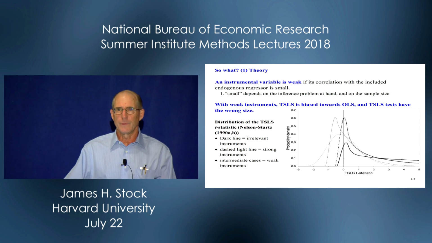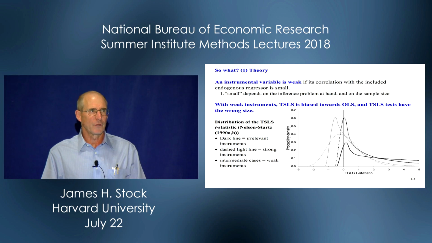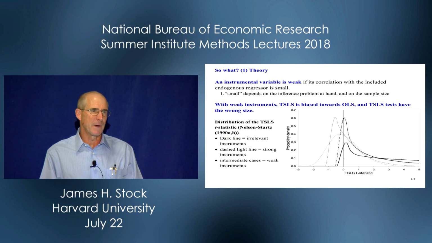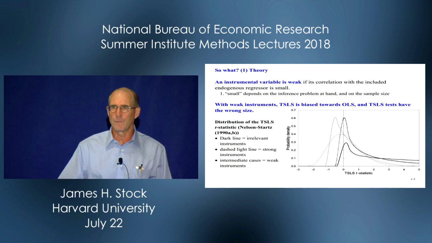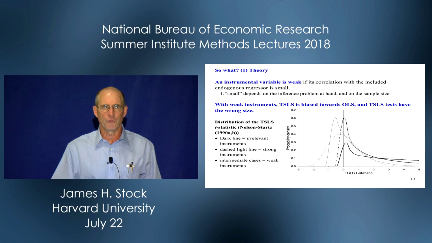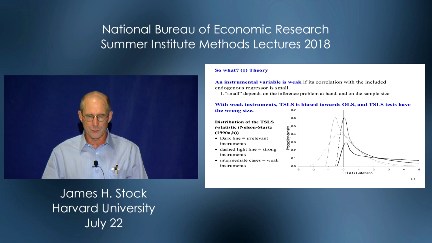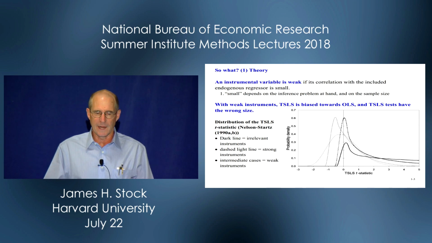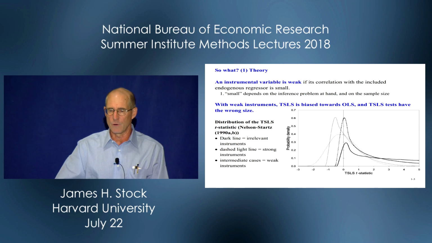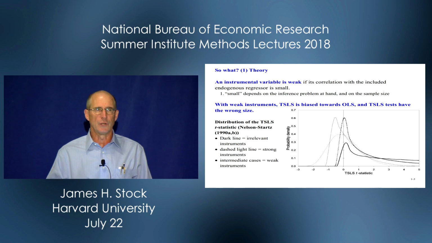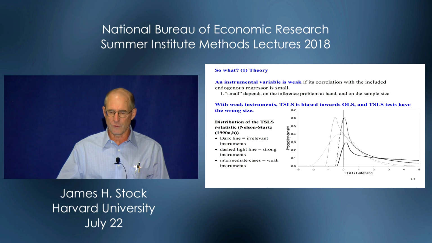When you have weak instruments, all heck can break loose. You can get bias in your two-stage least squares estimators. You can get substantial size distortions. Here's a very old picture from 1990 from a Nelson and Startz paper where they look at a distribution of the t-statistic in two-stage least squares.